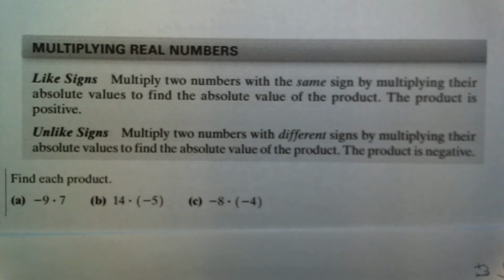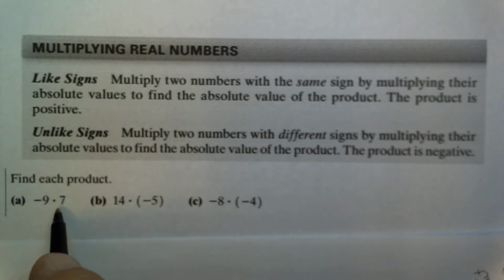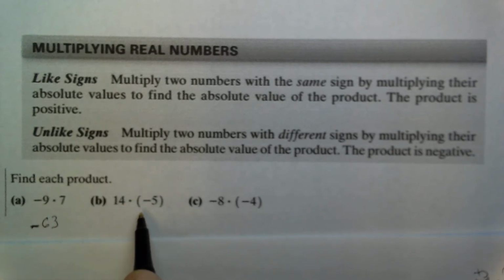In the next three exercises, we have to find the product. So for A, minus 9 times positive 7, so it means the product will be negative, so it would be minus 63. That's the answer for part A. And for part B, we have a positive times a negative, so that answer will be negative, and that is equal to minus 70. Here we have like signs for part C, so 8 times 4 is 32, and that is a positive because the signs are the same.